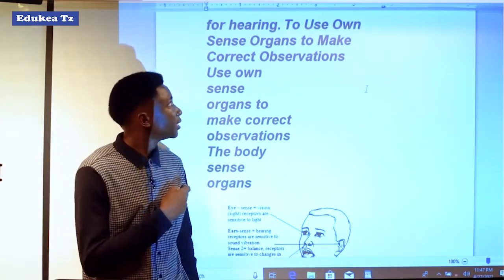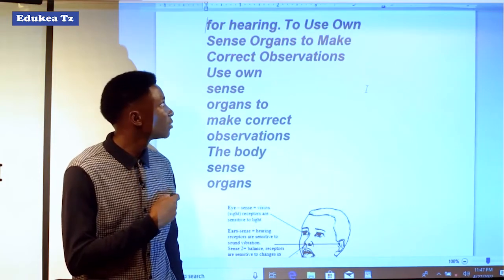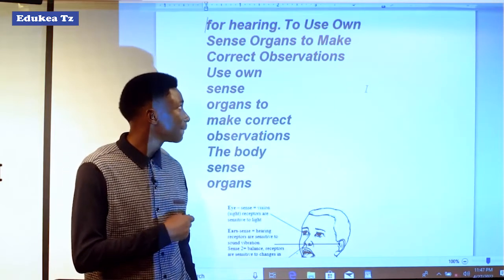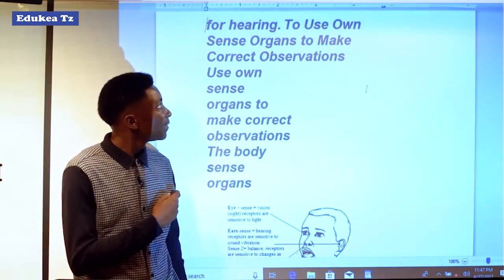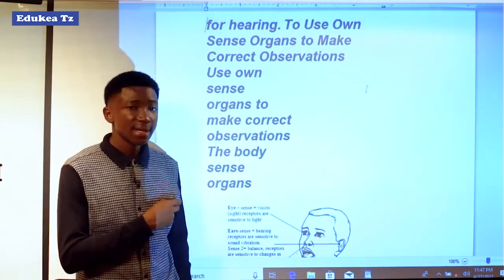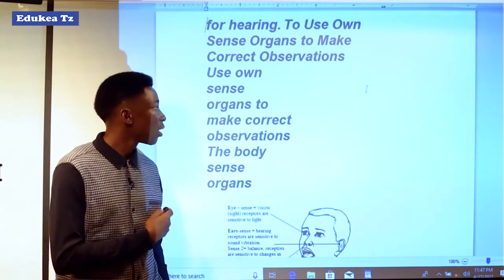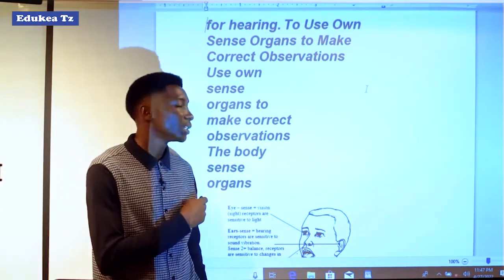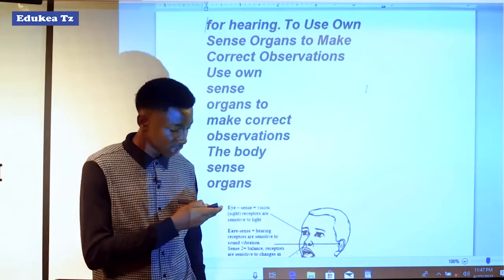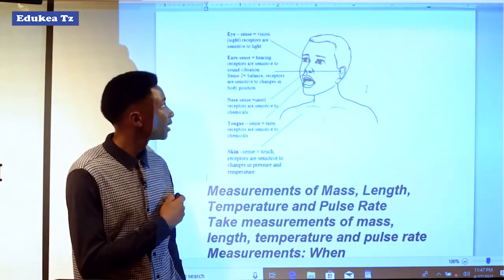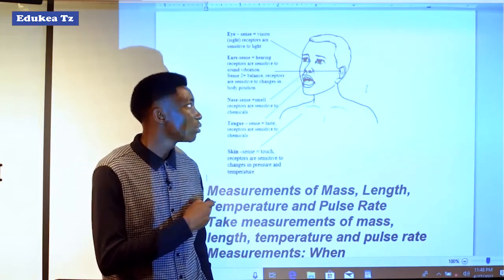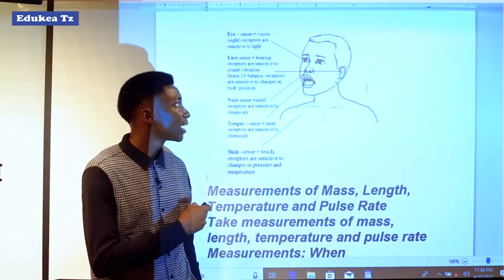To make a correct observation, you must use your own correct sense organ, so as to get the correct observation of what you want to experiment on. Here there is a diagram showing the various sensory organs which can make observations.